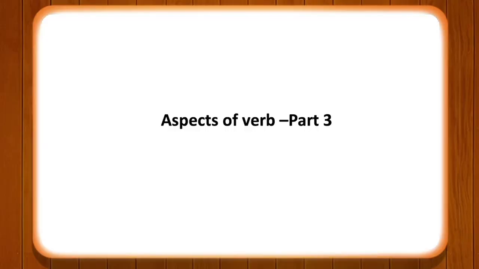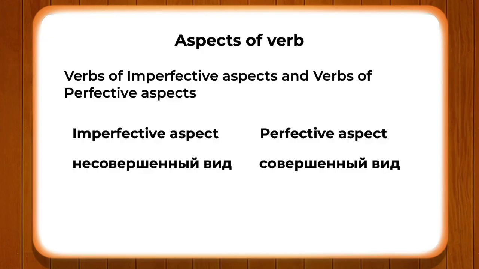In this module, we will continue with the topic of aspects of verb. As you have learnt, the tense tells you when the action took place, but the aspects of verb, or vid glagola, indicate if the action is completed or ongoing. Let us quickly revise the meaning and the difference between the imperfective and perfective aspects, and then we will solve some exercises. Most of the Russian verbs have two aspects, namely the imperfective and perfective aspect.